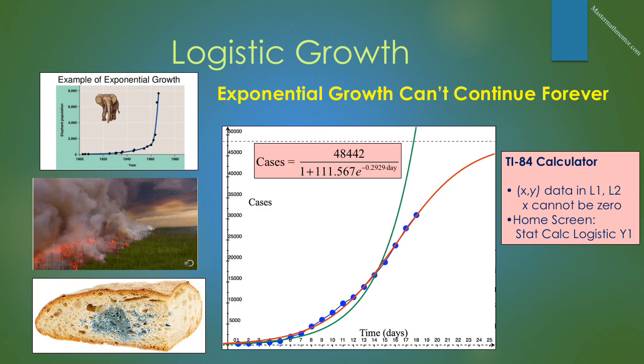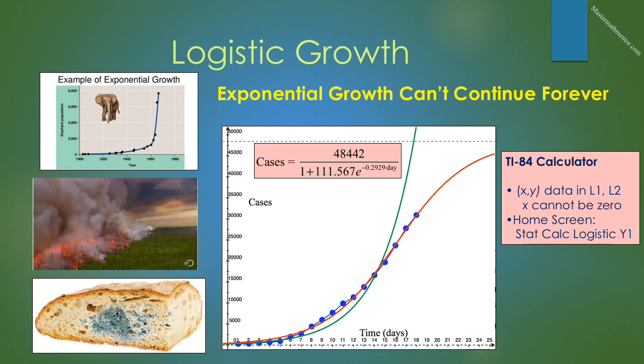We take the data, x, y, and put it in our lists, L1 and L2. X cannot be 0. If you have 0 data, change it to 0.01. And then from the home screen, go into your Stat Calc menu and choose Logistic Y1. That will do logistic growth and place the result in Y1. The more points you have, the better your model will be.